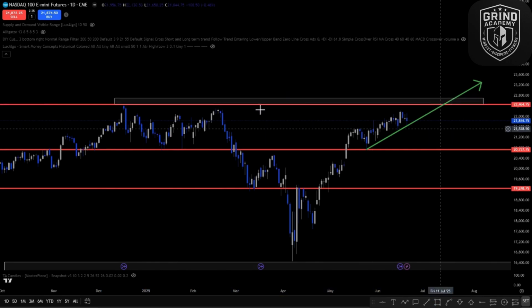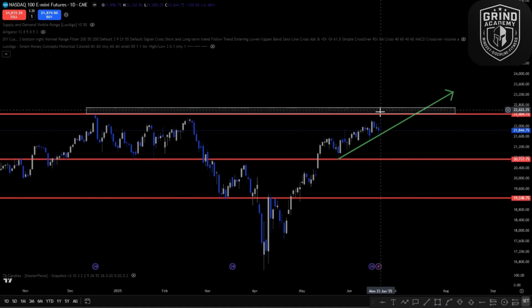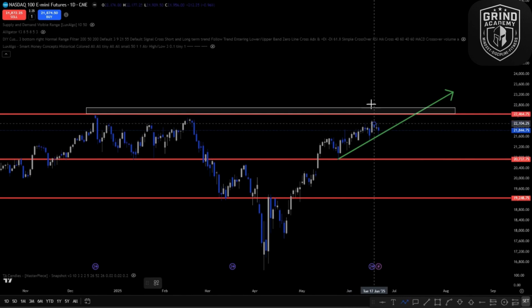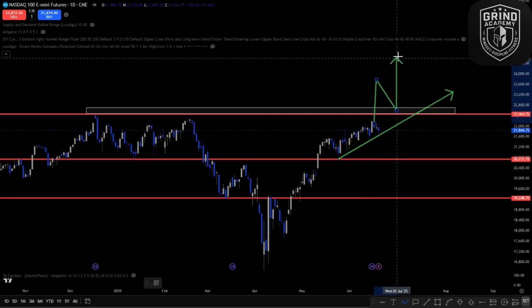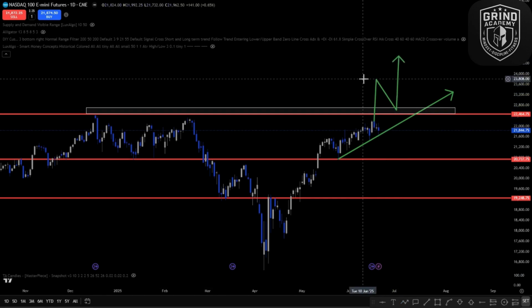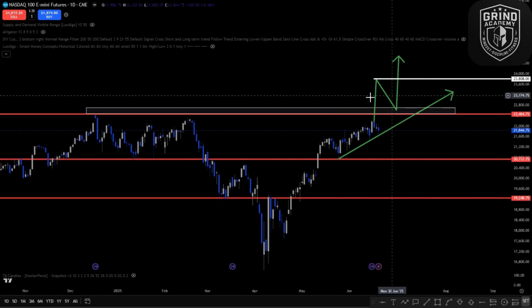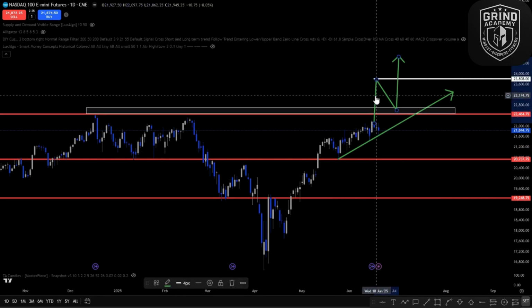We will need to see a breakout above 22,470, a break above 22,470, in order for price to break these highs, possibly retest here, then break new highs. So it's got to break this previous high as well in order to continue on an uptrend. And this is why I say I agree with you, Daryl.